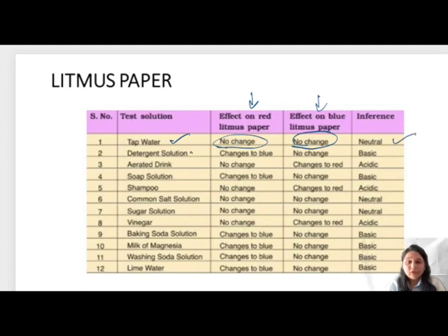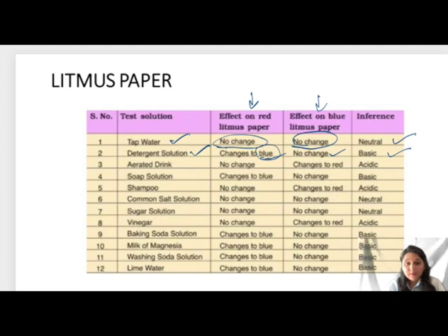Let's talk about detergent solution. If you put the red litmus paper, the color changes to blue. And if you put the blue litmus paper, there is no change. So that means the solution is basic, because the last color we are getting here is blue. So this is a basic solution.